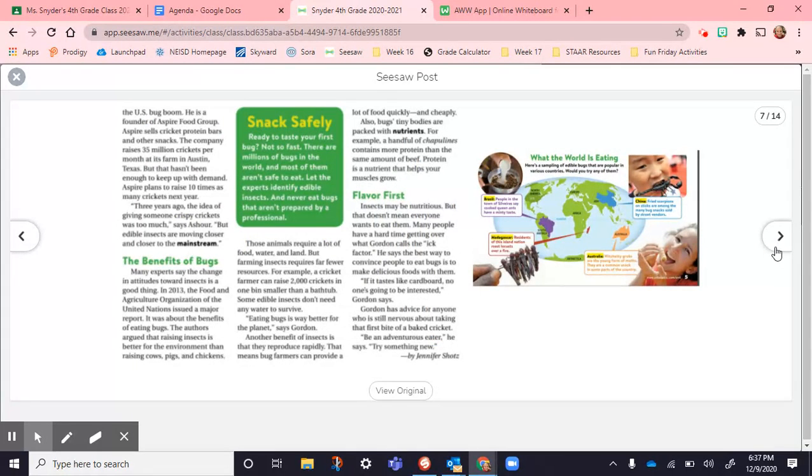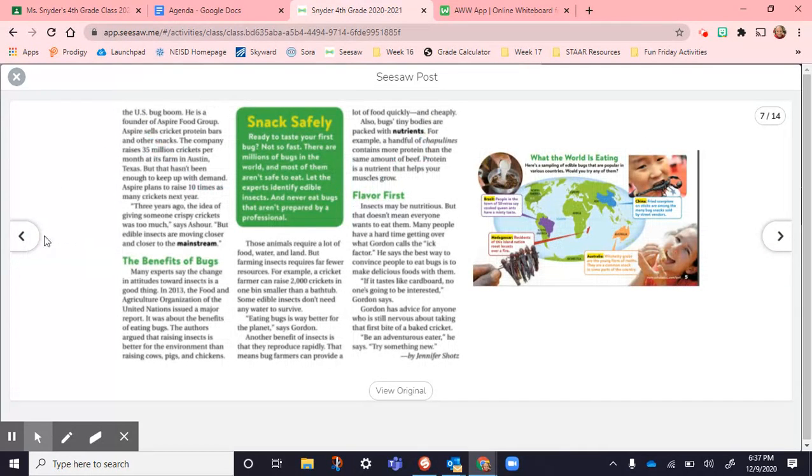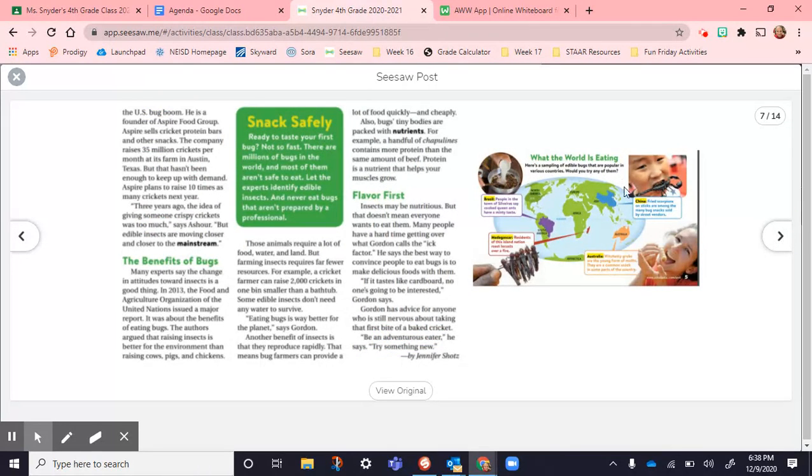So we read this passage, and then after we read the passage, we went back and we looked at the features. So we looked at the photograph and the caption, this down here, this words to know, this map here where it's talking about where people are, what they like to eat around the world, and so on.